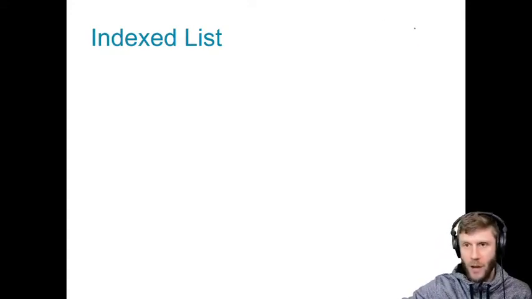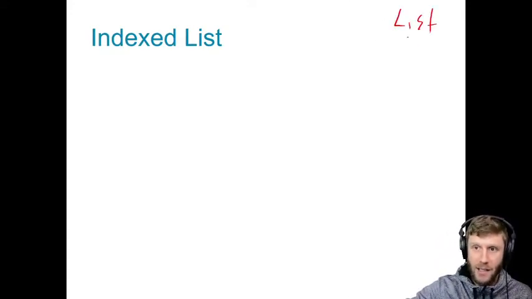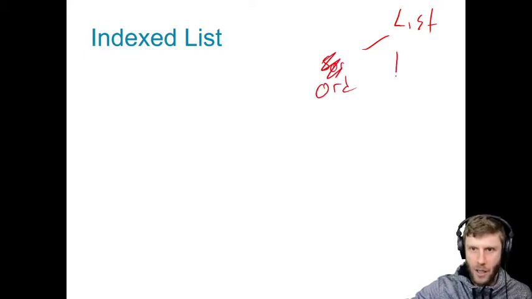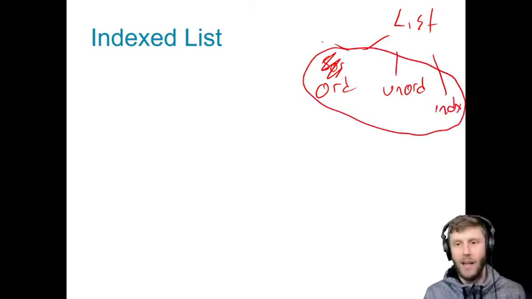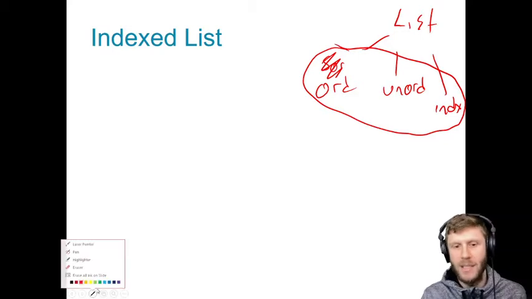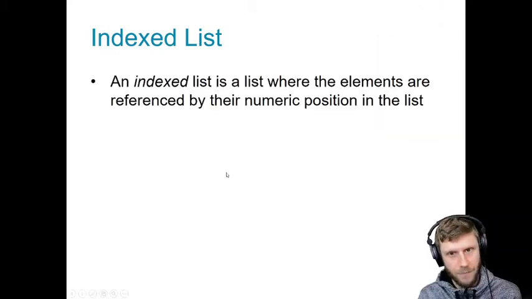Now, also do note that when I'm talking about a list, I have a list, and then I have a sorted list, or pardon me, ordered. Then I have unordered, and then indexed. So these are all lists, but they're special specific types.